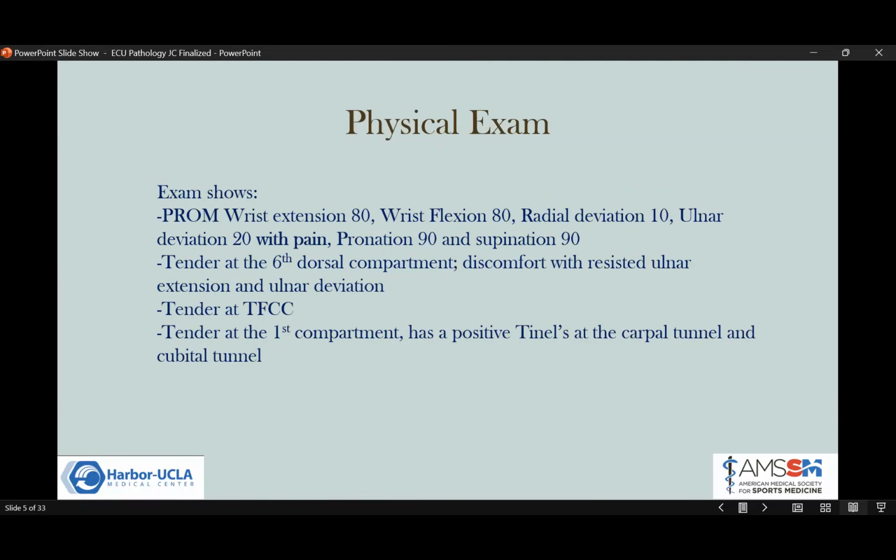On physical exam, his passive range of motion had full extension at about 80 degrees, flexion at 80, radial deviation of 10, reduced ulnar deviation at 20, with pronation at 90 and supination at 90. He was tender at the 6th dorsal compartment on palpation. He also had discomfort with resisted ulnar extension and ulnar deviation. He was tender at the TFCC at the fovea. Also tender at the first compartment, had a positive Tinel's at the carpal tunnel and at the cubital tunnel, surprisingly.